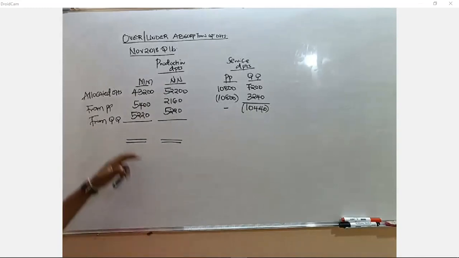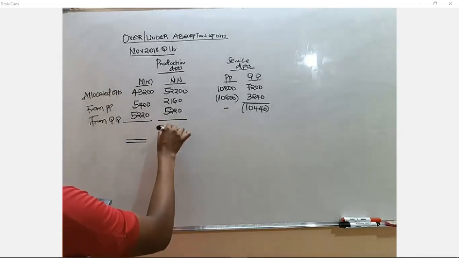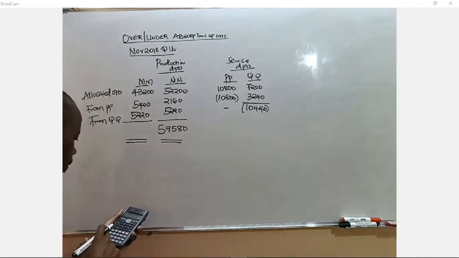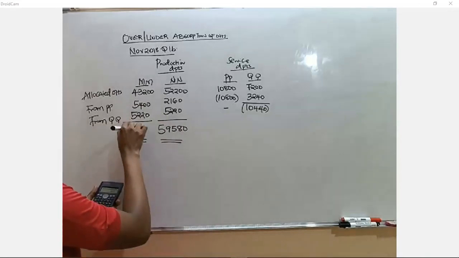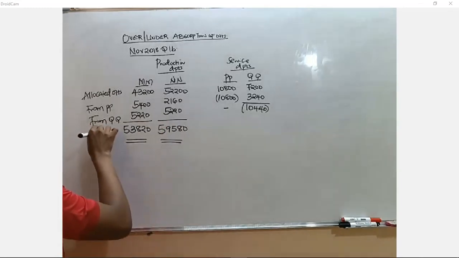Good. So in this case, do your totals. We are going to have 5,220 plus 2,160 plus 52,200, and we are getting 59,580. Then the first one will be 5,220 plus 5,400 plus 43,200, and we get 53,820. So 53,820 and 59,580. This is what we talk about as your actual overheads.